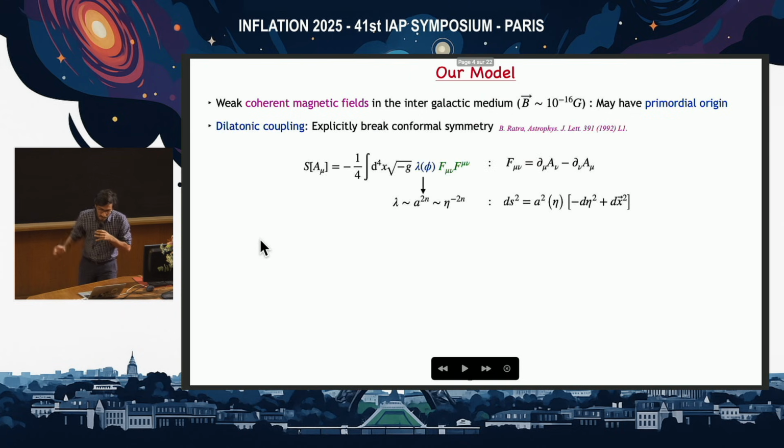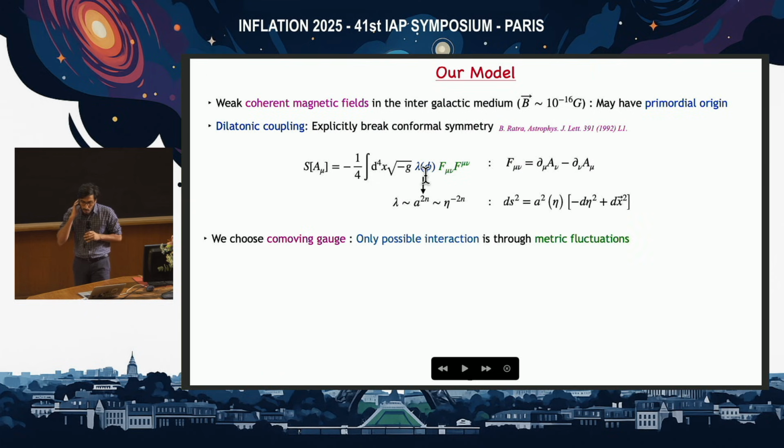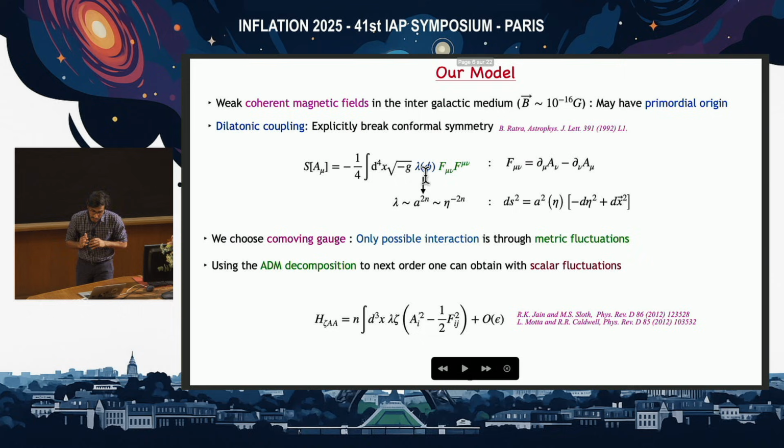In our work, we are working with the action as shown here, which looks almost like the standard electromagnetic action, except for the presence of the lambda of phi coupling. This coupling is called the dilatonic coupling, and this actually breaks the conformal symmetry in the theory, which is required for the amplification of the U1 gauge field during the time of inflation. In the gravitational sector, I will be working in the comoving gauge, and using the standard ADM decomposition, you can construct the interaction Hamiltonian for the scalar exchange as shown here. I will be showing the results mostly for the scalar exchange only, and at the end I will also outline the results for the tensor exchanges.